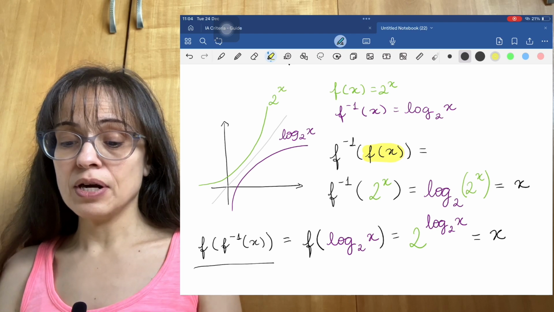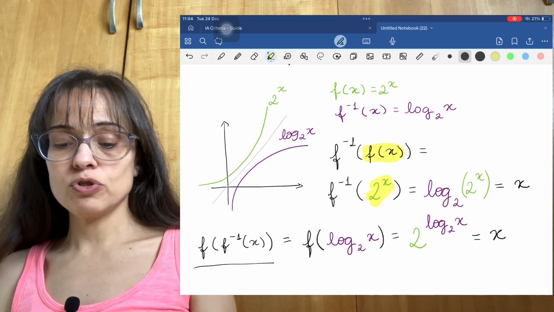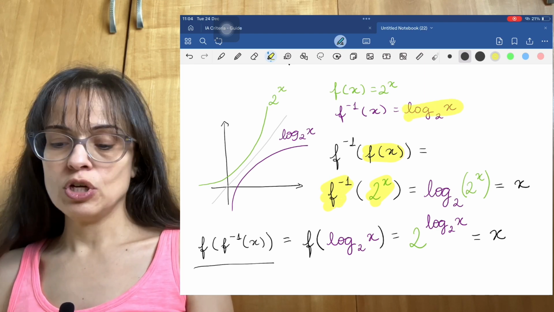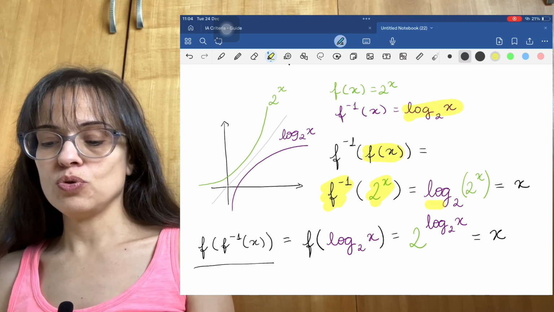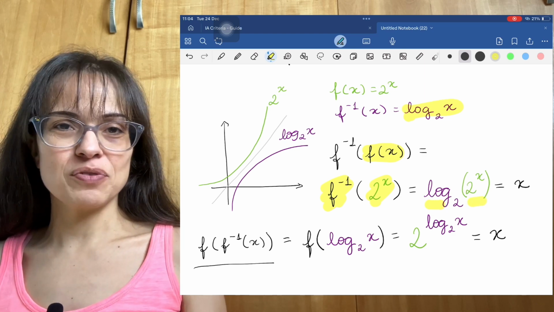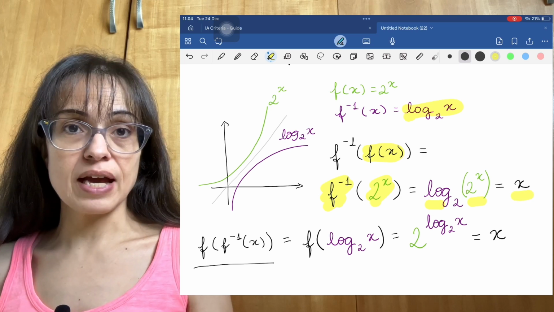Anything can go in there and then become a 2 to the power of x, but then that's going to be going into the f inverse function, which was a log base 2. So it's becoming a log base 2 of 2 to the power of x. And then we know by our properties of logarithms that those things cancel out, and the answer is just x.